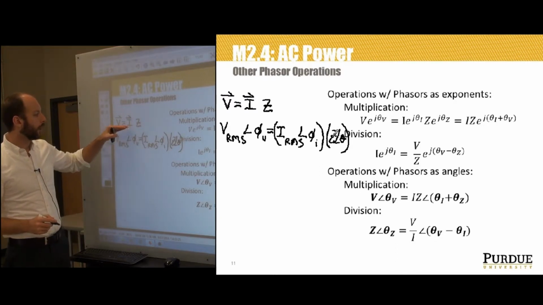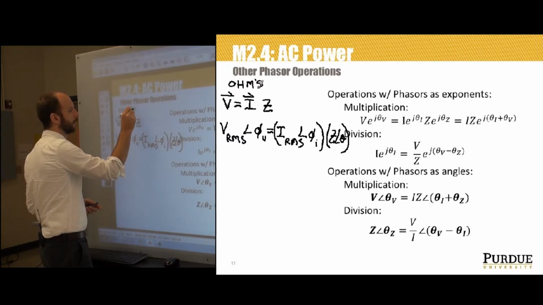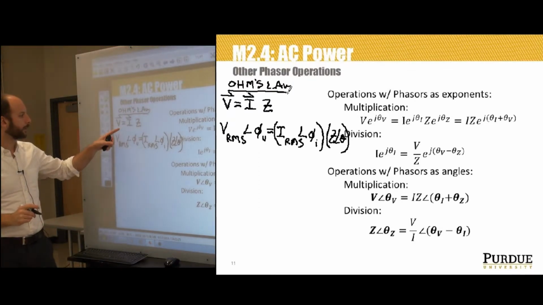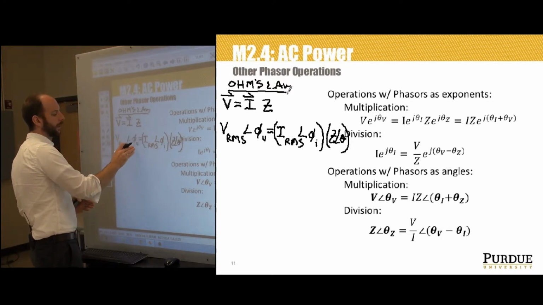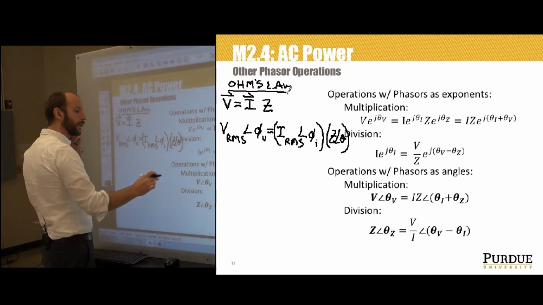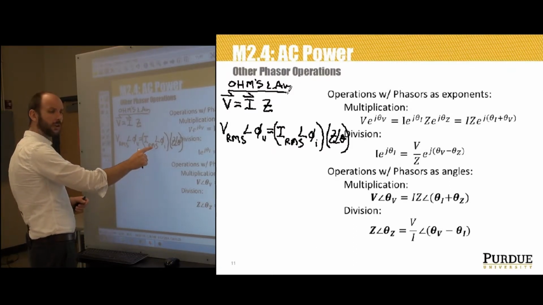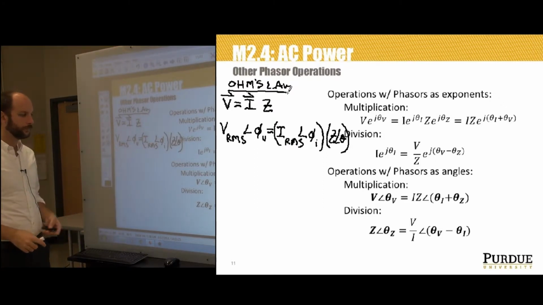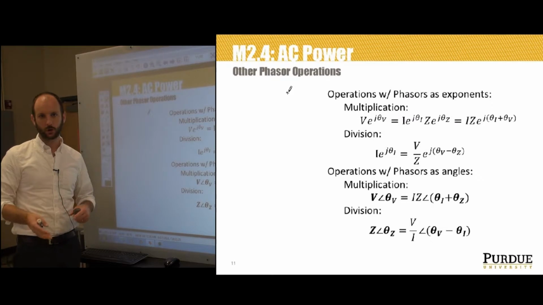So Ohm's law, I guess I should have written that, Ohm's law written in phasor form is V equals IZ. Capital V equals capital I times capital Z. More explicitly, V RMS at an angle of phi sub V is equal to I RMS at an angle of phi sub I times Z angle theta. You know, Ohm's law doesn't have to be in RMS quantities. If I had a peak quantity here, it just would result in a peak quantity over here, right? The relationship still holds.